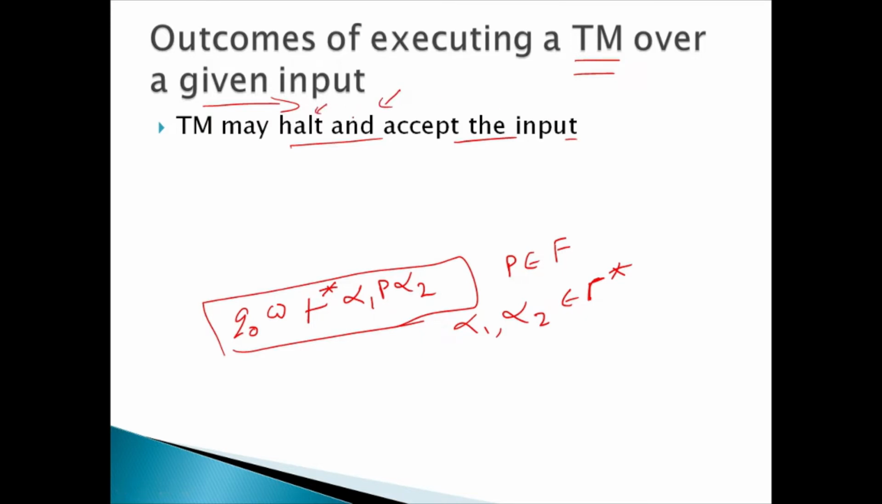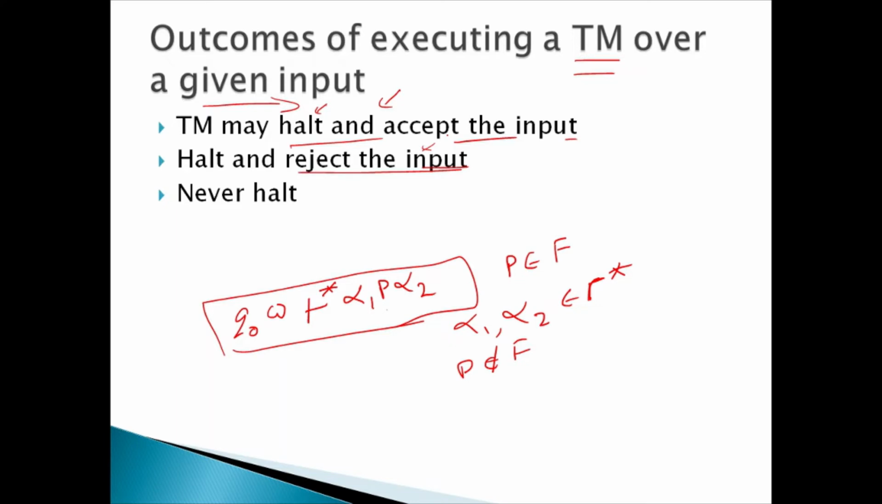The second outcome: it halts and rejects the input. Suppose the state does not belong to the final set of states, then we are going to say that the Turing machine has worked over the input, but it rejected the input. Next, never halt. It may be possible that the Turing machine never halts.